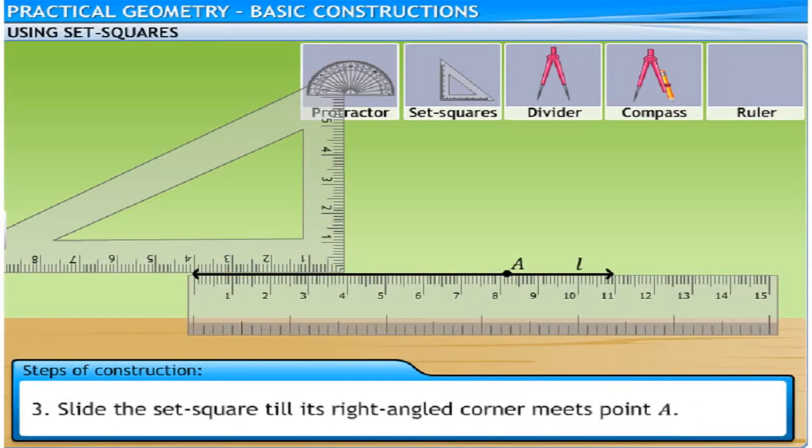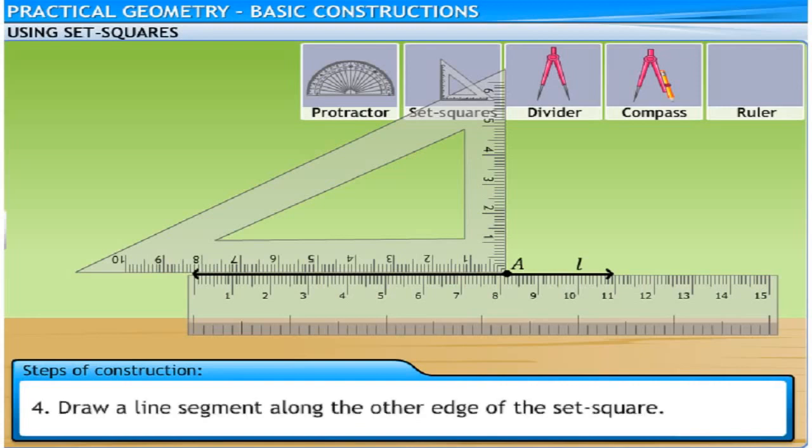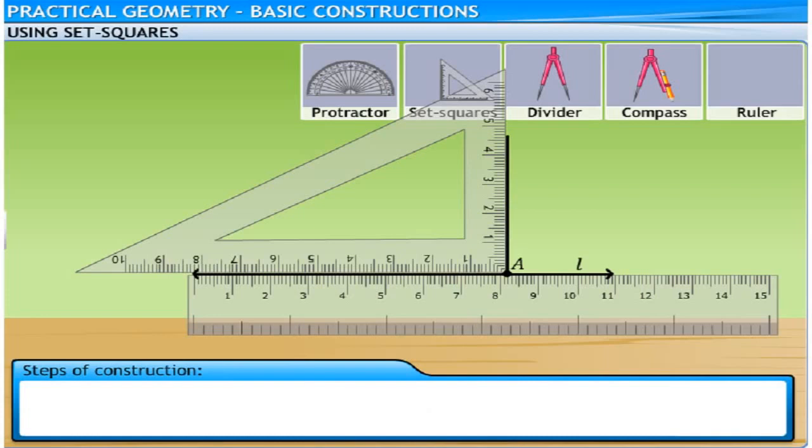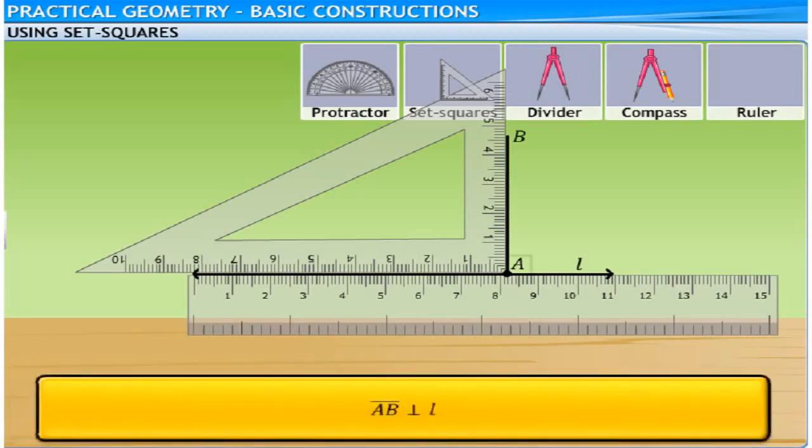Slide the set square till its right-angled corner meets point A. Here, you must ensure that the position of the ruler is not changed and the edge of the set square remains in contact with the edge of the ruler. Draw a line segment along the other edge of the set square. Finally, name the segment as AB. Line segment AB is the required perpendicular to line L.